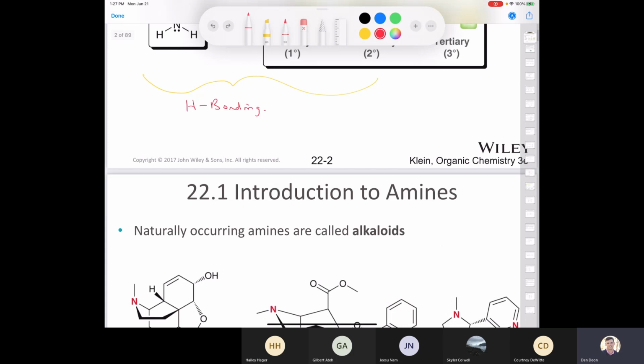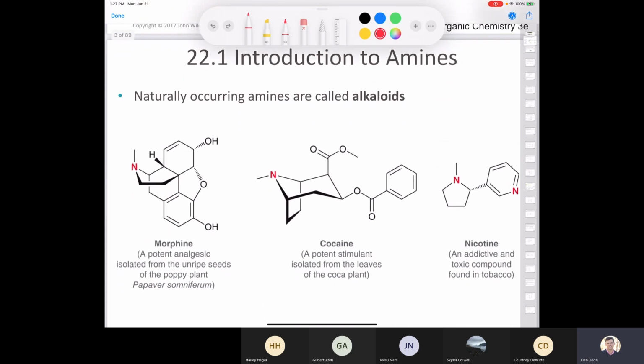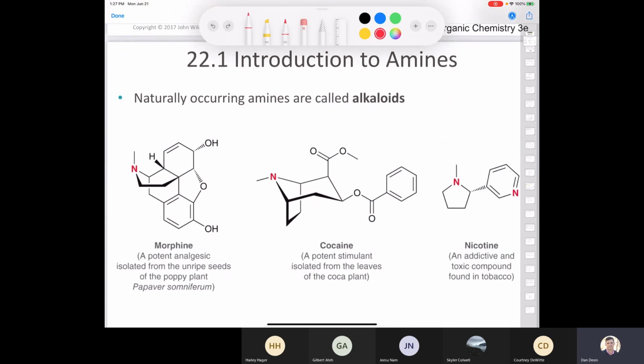Now, if you're interested in naturally occurring amines, they call those alkaloids, and there's some interesting history behind naming them alkaloids, and you can take a look at that in the textbook. But these are 3 very well-known molecules.